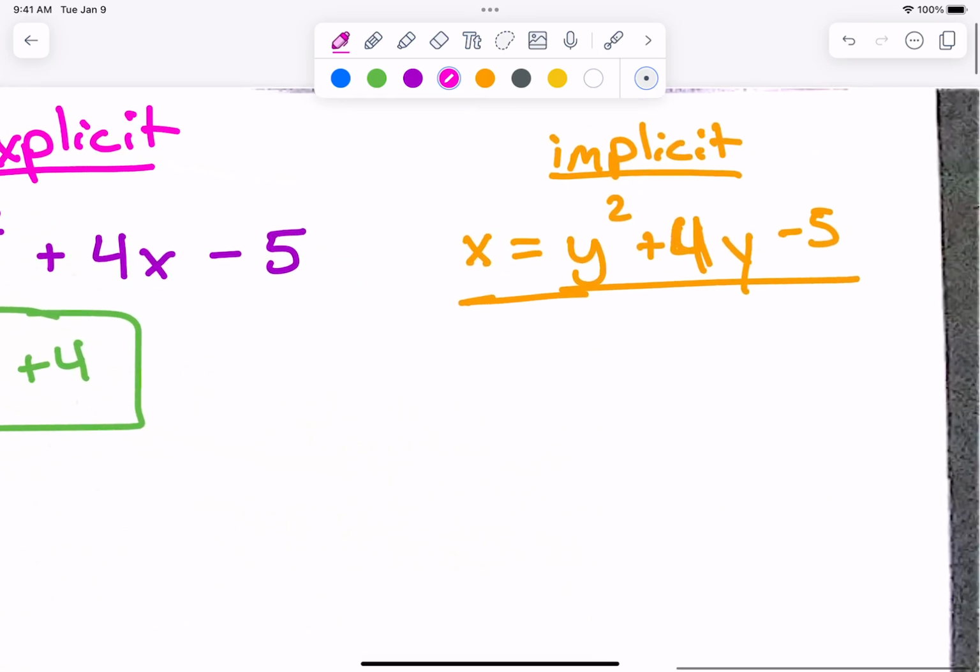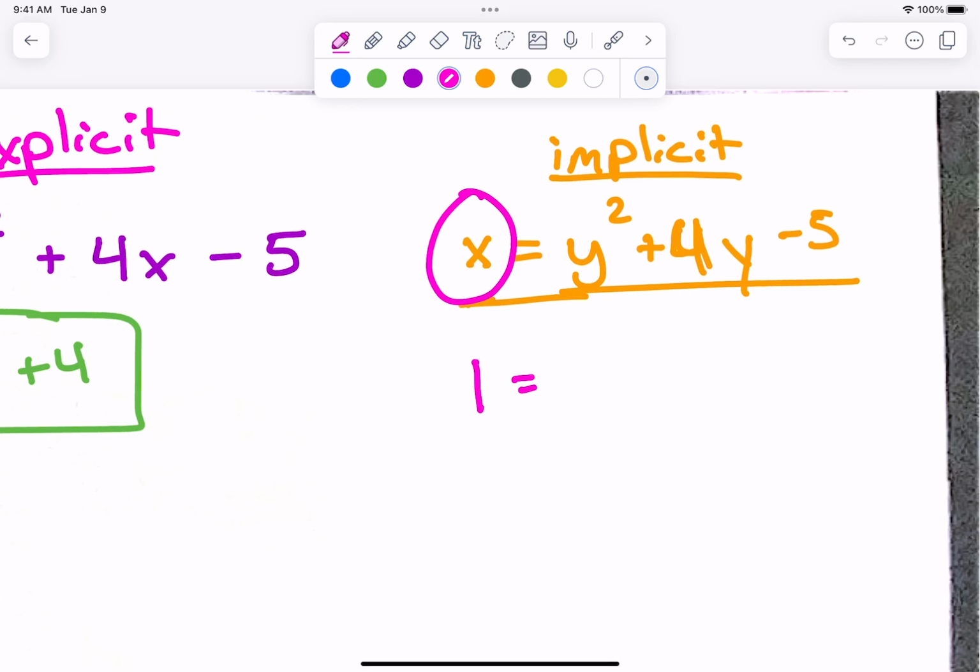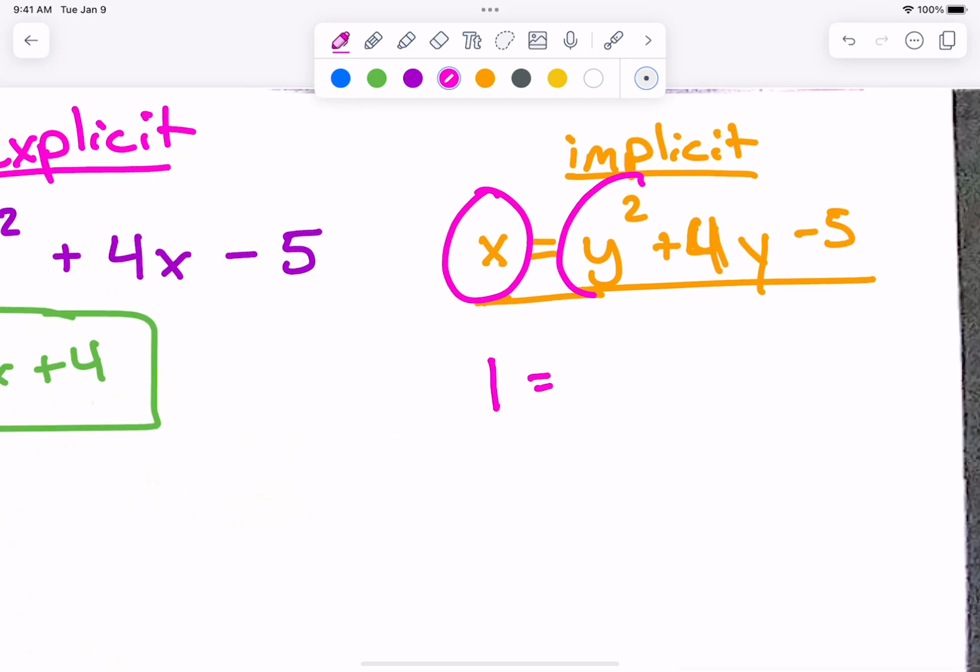So here's the deal. When I'm finding the derivative, I look at both sides. I look at what's going on over here, and I find the derivative of the left side. So what's the derivative of x? 1. The derivative of x is 1, right? There he is, okay? Now, when I go to take the derivative of y squared, I would do the power rule and it would be technically 2y, right?